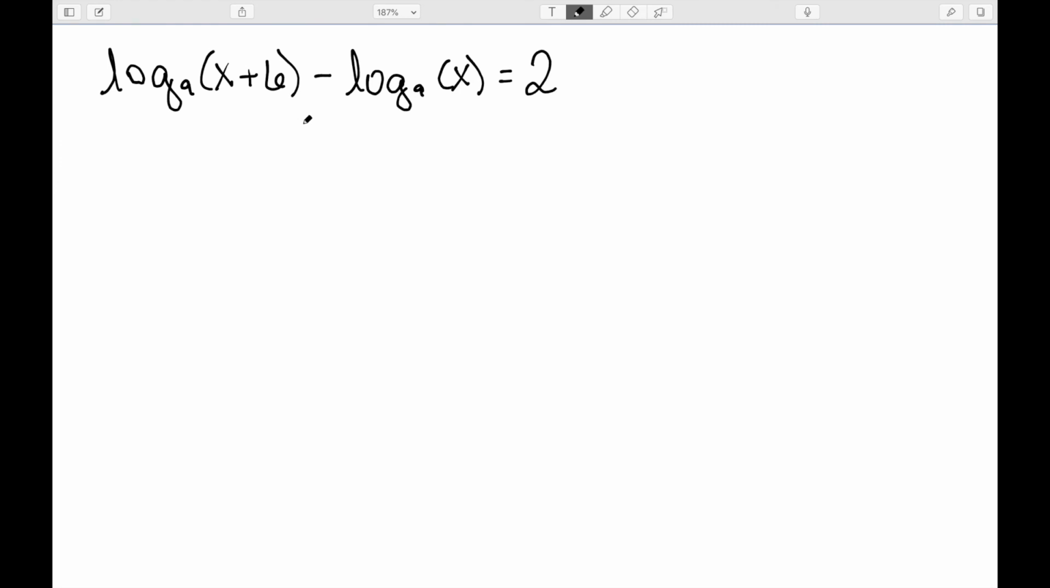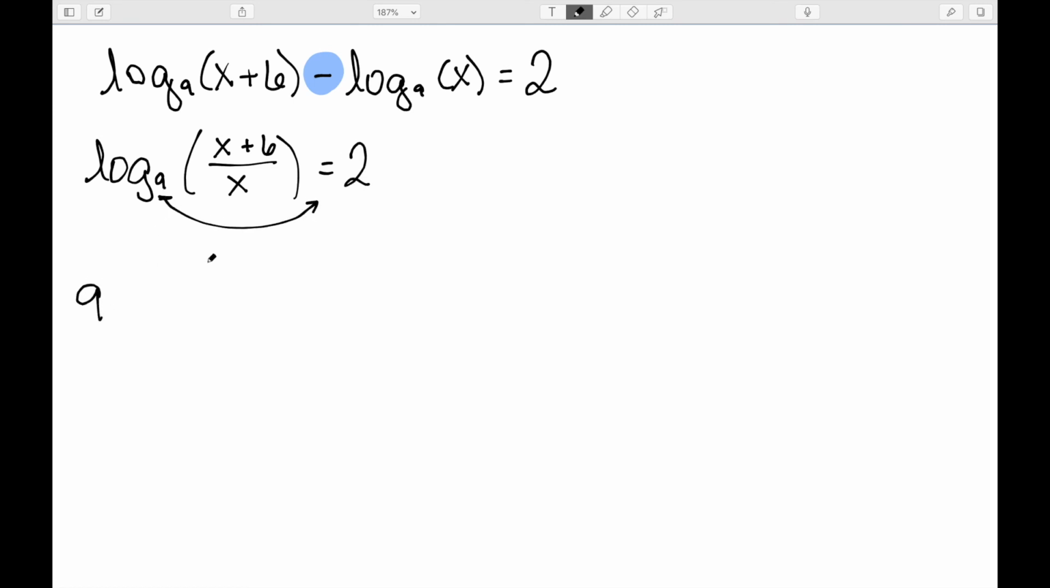Let's do one more. This time we have log base 9 of x plus 6 minus log base 9 of x equal to 2. We need to condense the left-hand side, and this time we're subtracting. So we take log base 9 of the first over the second. And then we can convert. We have 9 squared is equal to x plus 6 over x. So 81 is equal to x plus 6 over x.